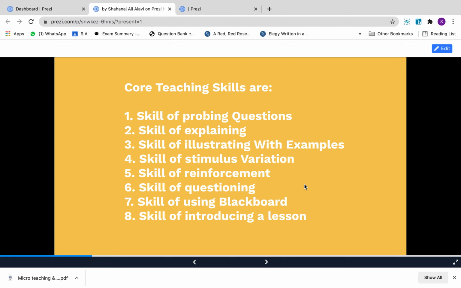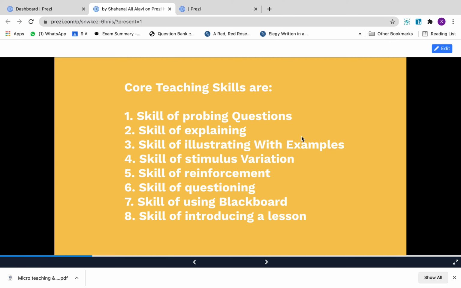Okay, now the skill of introducing a lesson, that is the basic thing. We should be able to introduce a lesson in a way that we induce interest in our students, and we should be able to make the students focus on what they learn. Okay, so these are core teaching skills. We have 8 core teaching skills: probing questions, explaining, illustrating with examples, stimulus variation, reinforcement, questioning, using blackboard, and introducing a lesson. This is very important. There are 8 core teaching skills.